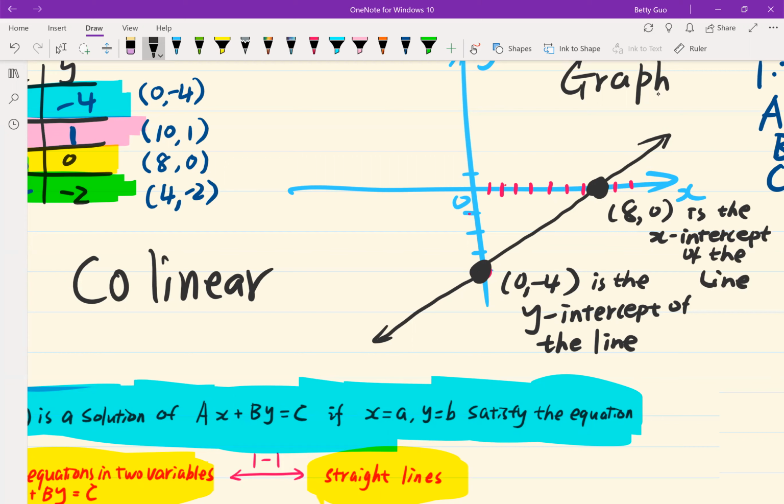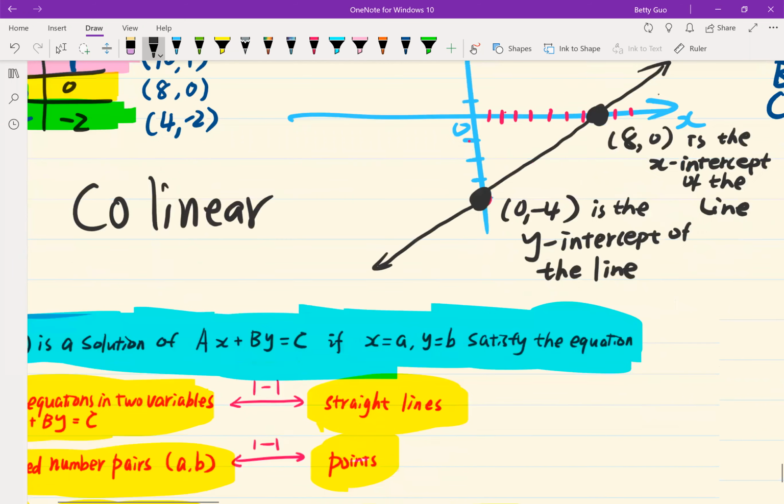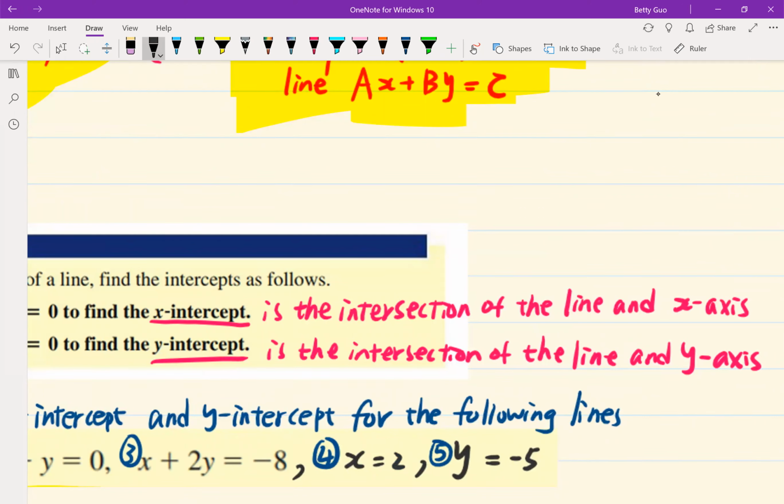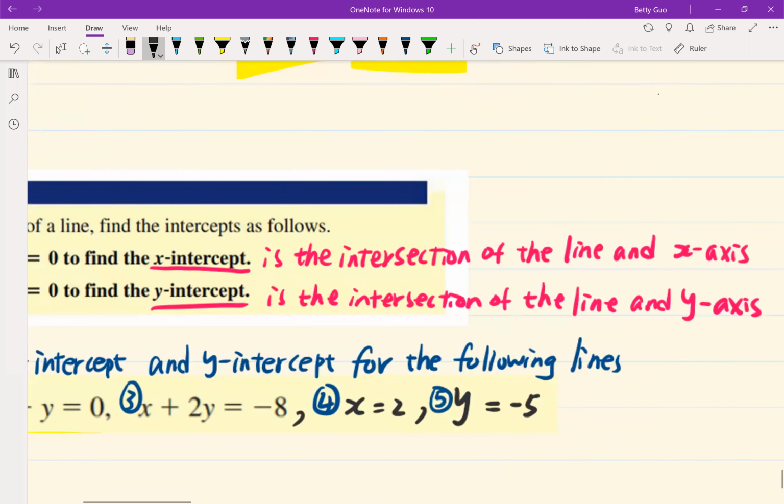Okay? Simply put, x-intercept is the point where the straight line crosses the x-axis. Y-intercept is the point where the straight line crosses the y-axis. The formal definition is right here. X-intercept of a straight line is the intersection of the line and the x-axis. Y-intercept of a line is the intersection of the straight line and the y-axis. Okay?